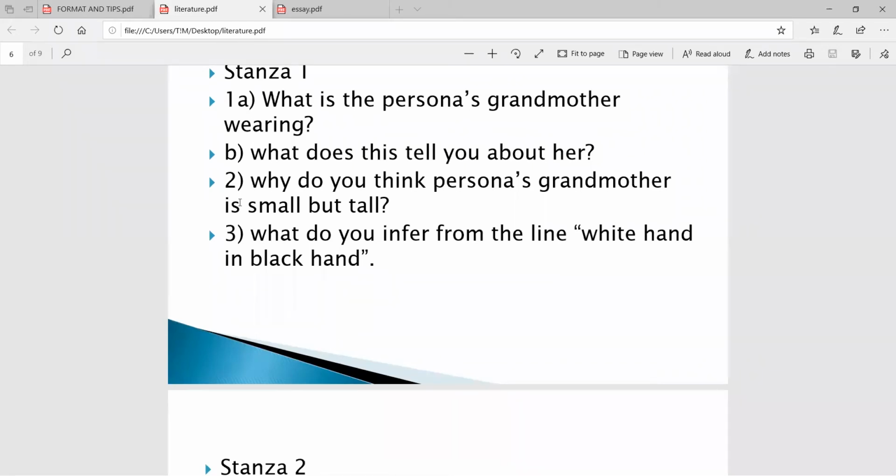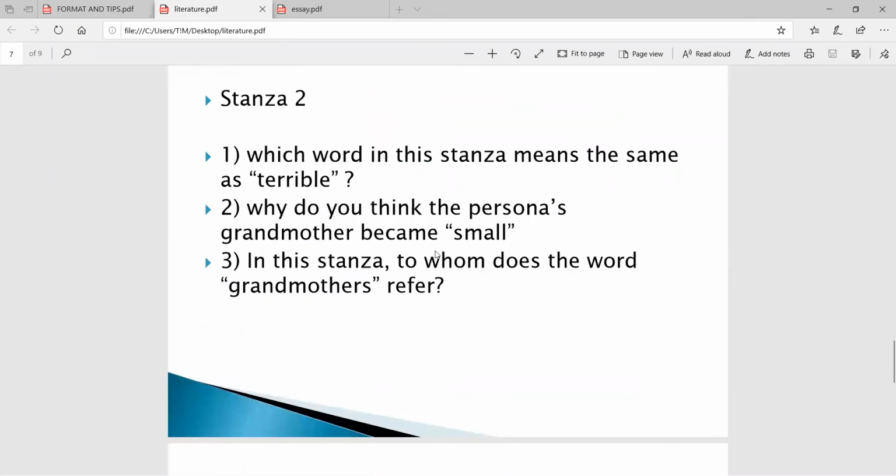Number 3, what do you infer from the line white hand in black hand? Okay, you can say that the persona and her grandmother are of different races. That's the simplest or easiest way of writing it. Which word in this stanza means the same as terrible? Awful is another meaning of the word terrible there.